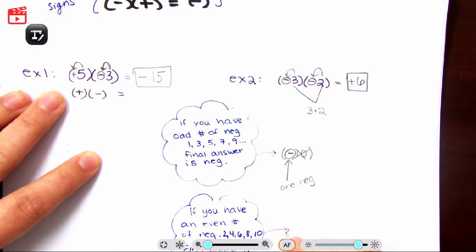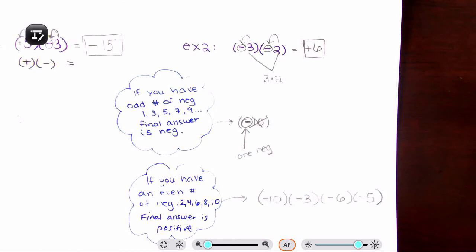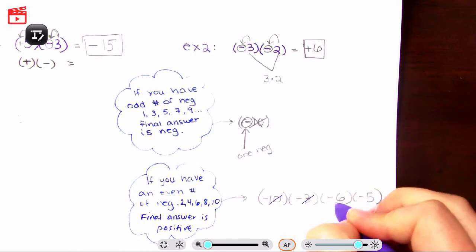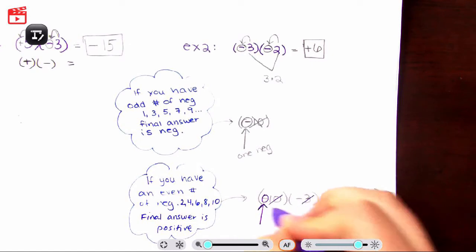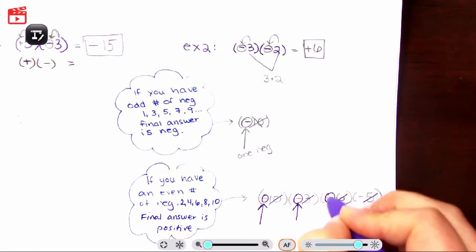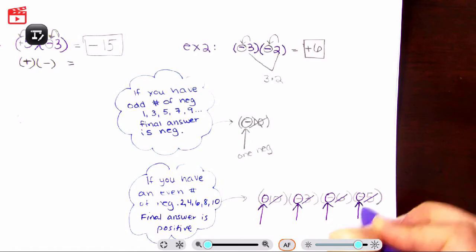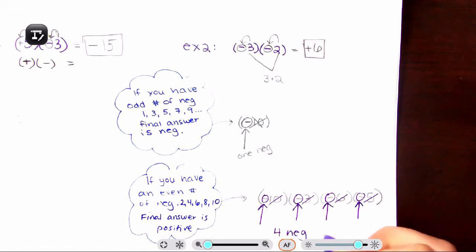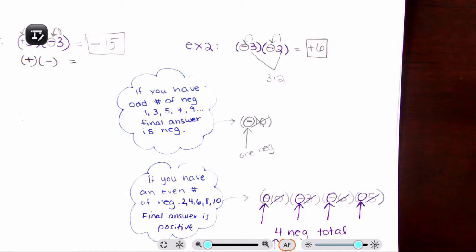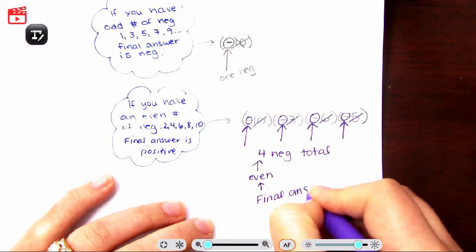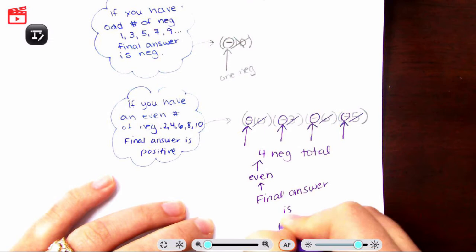So let's do another one. Let's say I have negative 10, negative 3, negative 6, negative 5. So I don't care about the numbers. The numbers we're dealing with later. So what I want is, here's 1, here's 2, here's 3, here's 4 negatives, 4 negatives total. 4 is even. Final answer is positive.